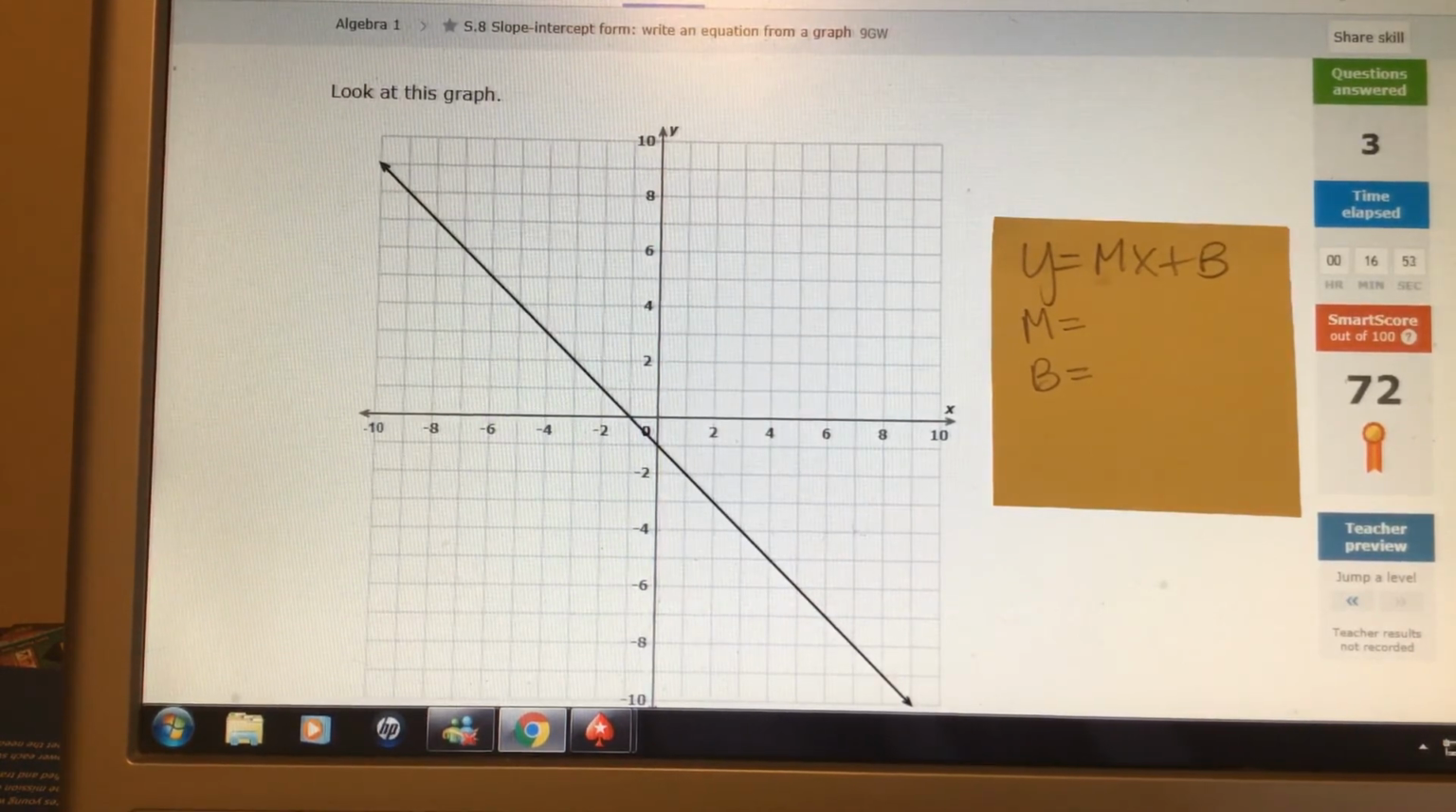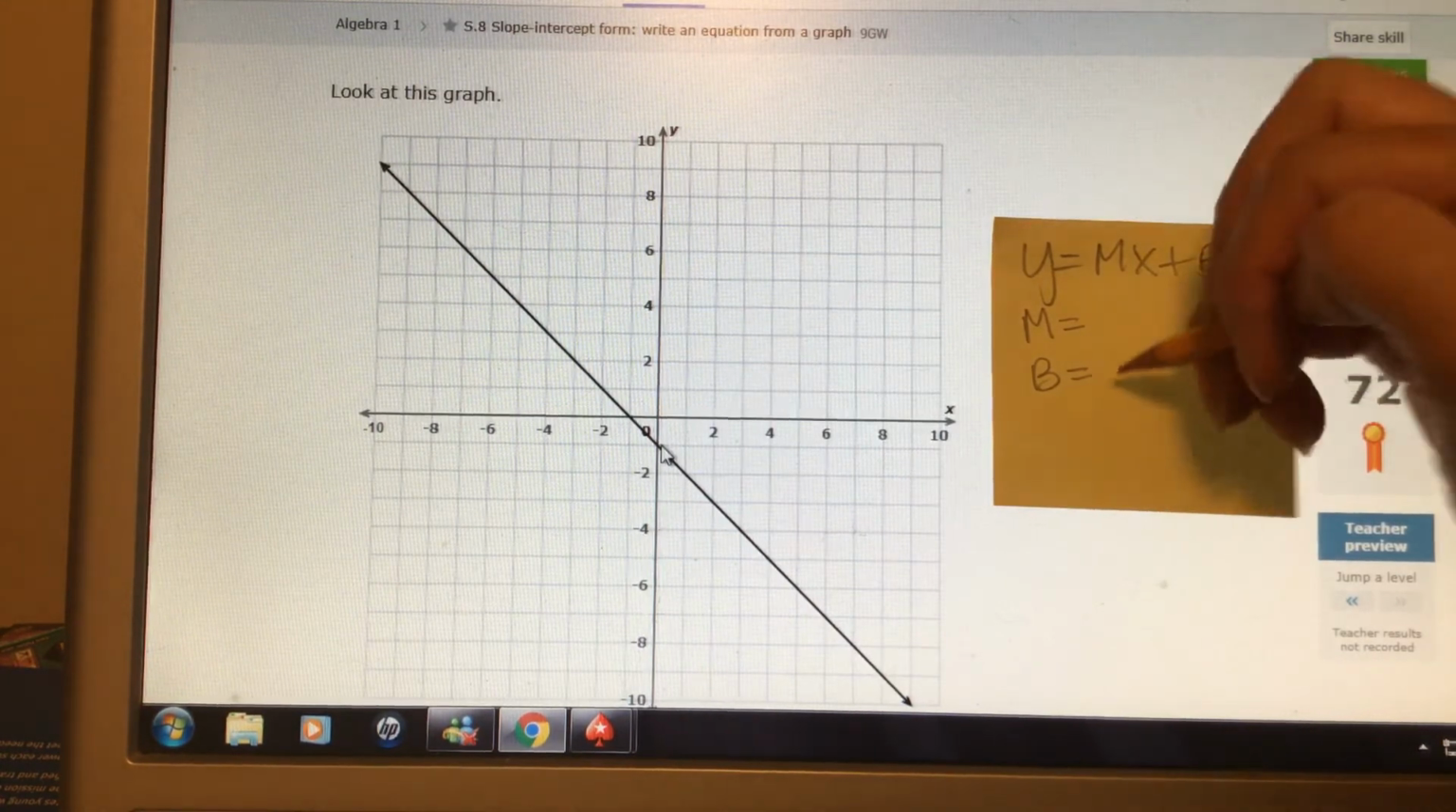So we start with the b. First things first, where does the line cross the y-axis? At what number does this point? So if this is 0 here in the origin and I'm going down, that means my first number is a -1. So that would be my b.